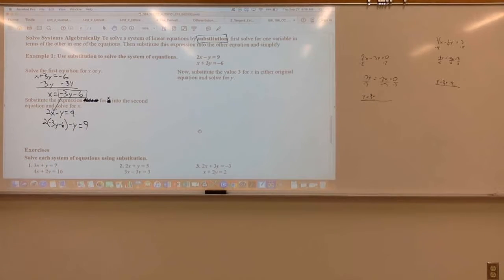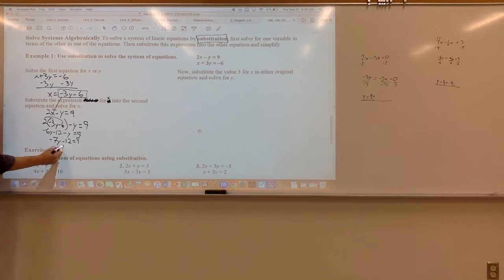Now I have an equation that only has one variable in it that I can solve. And we know how to solve things like this. So I would distribute this 2 through. So negative 6y minus 12 minus y equals 9. I can combine these like terms over here. Negative 6y minus y would get me negative 7y minus 12 equals 9.